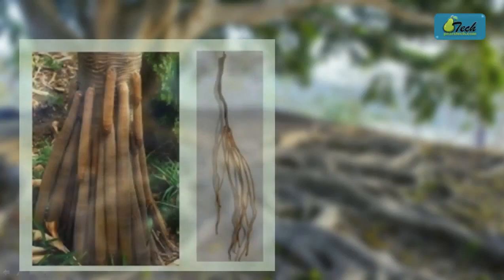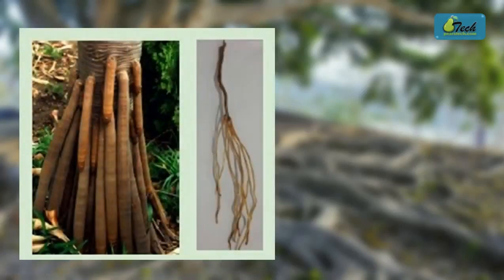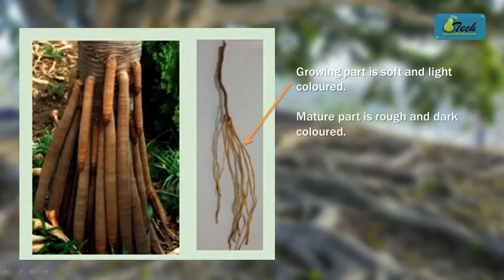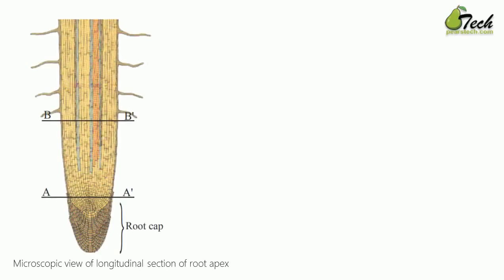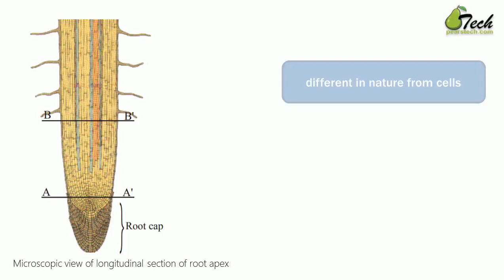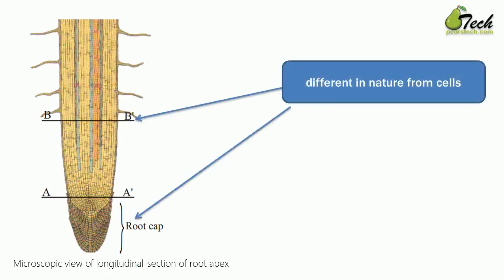Let's move ahead. If you see this picture, it's a picture of a root. The growing part is soft and light colored, as per the arrow mark, and the matured part is rough and dark colored. Why is this? Because of the nature of the tissues. The nature of the tissues causes the colors also. Now this is a microscopic view of a longitudinal section of a root apex, with cells different in nature. You see this part is different, and this part is totally a different kind of nature.